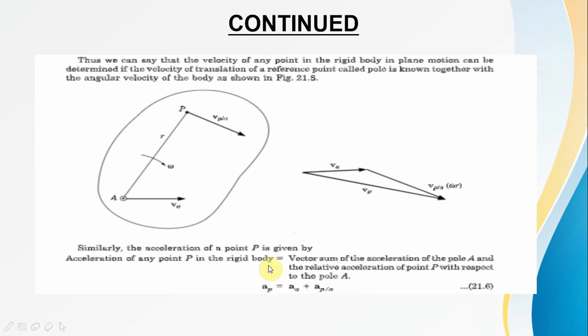If we differentiate this, we get AP equal to AA plus AP upon A, where this AP is the acceleration of any point P in the rigid body, and this is basically the vector sum of the acceleration of the pole A and the relative acceleration of point P with respect to the pole A. So basically AP is equal to AA plus AP by A. So this is the total acceleration of P, AA is the absolute acceleration of A, and AP upon A is the relative acceleration of P with respect to A. So basically we can again find the relationship of absolute acceleration and relative acceleration, right? So now let's go ahead.